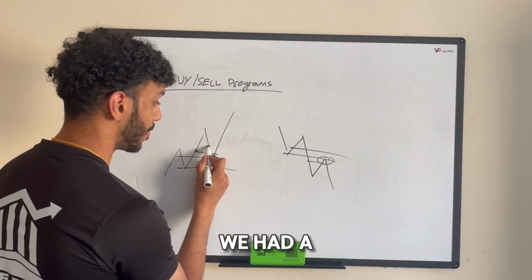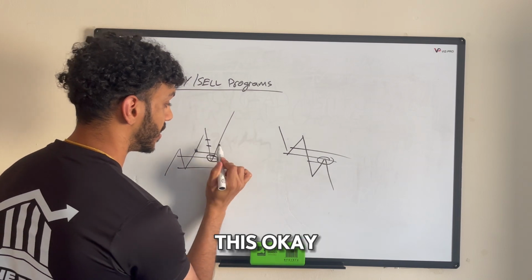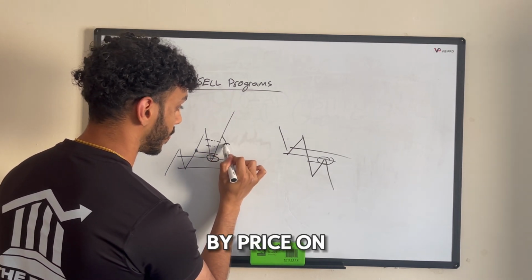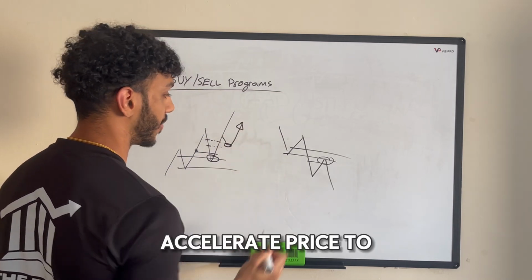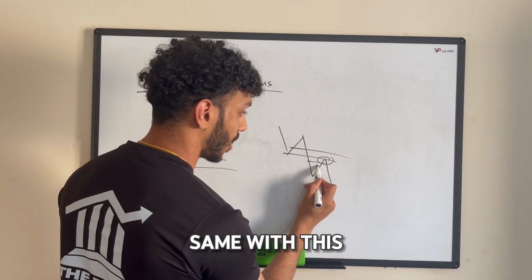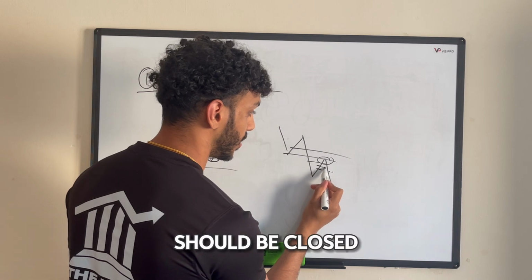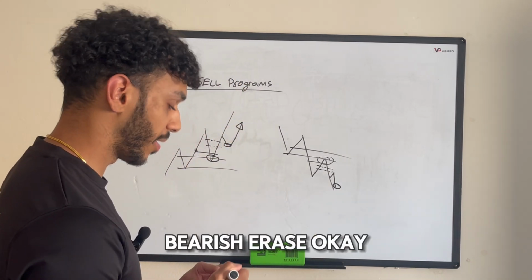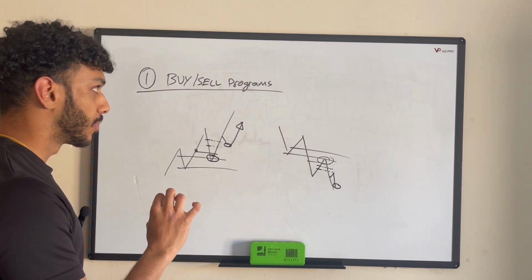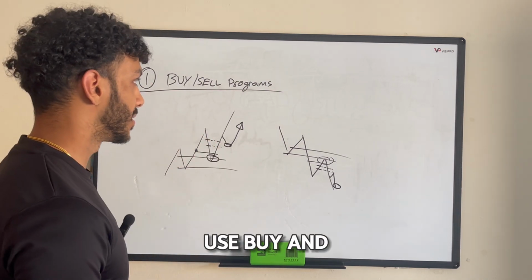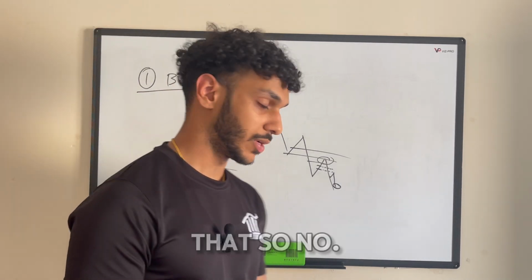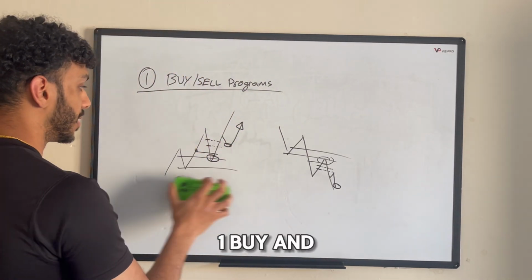So let's say we had a bearish FVG here. This should be used by price on the buy side of the curve to accelerate price to the upside. Same with this, old bullish arrays should be closed through and inverted, being used as bearish arrays. The reason why we like to use buy and sell programs over structure is covered in the previous video. You can go ahead and watch that. So number one, buy and sell programs.